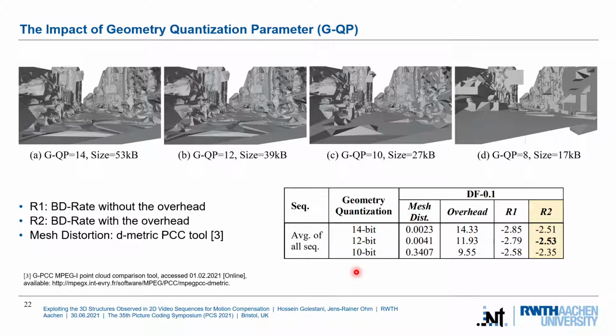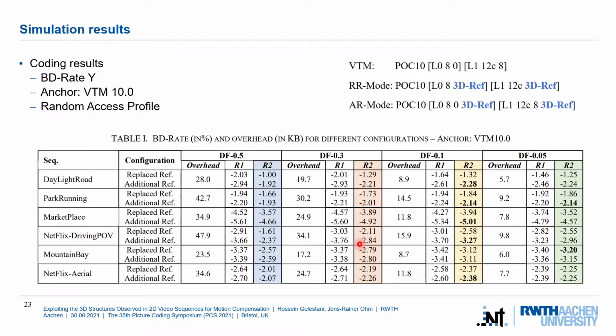It's clear that there is a kind of correlation between the mesh fidelity, mesh decimation and overhead. A QP equal to 14 provides the best mesh fidelity, I mean the best R1, but a QP equal to 12 actually wins the race. It provides the best compromise between the mesh fidelity and the overhead. So from now on we are going to use a 12-bit geometry quantization parameter.